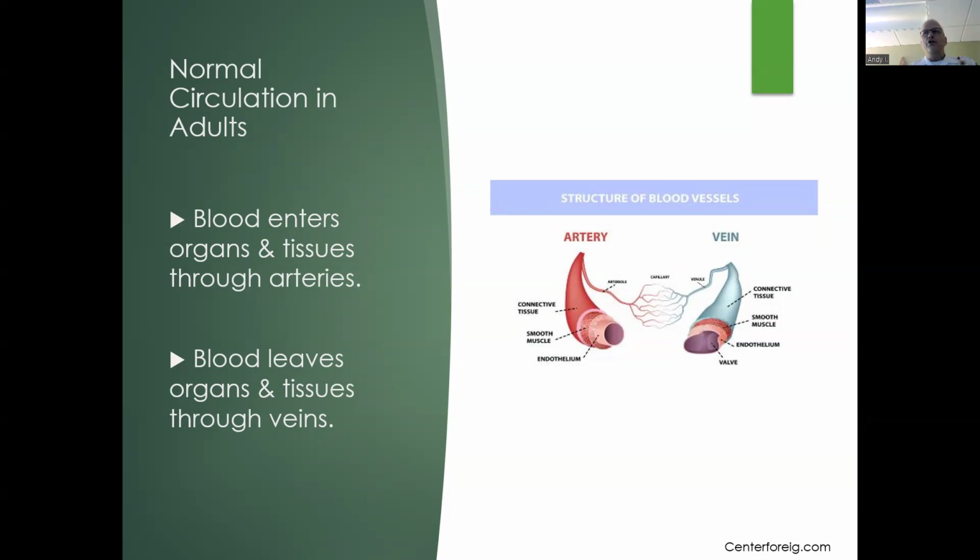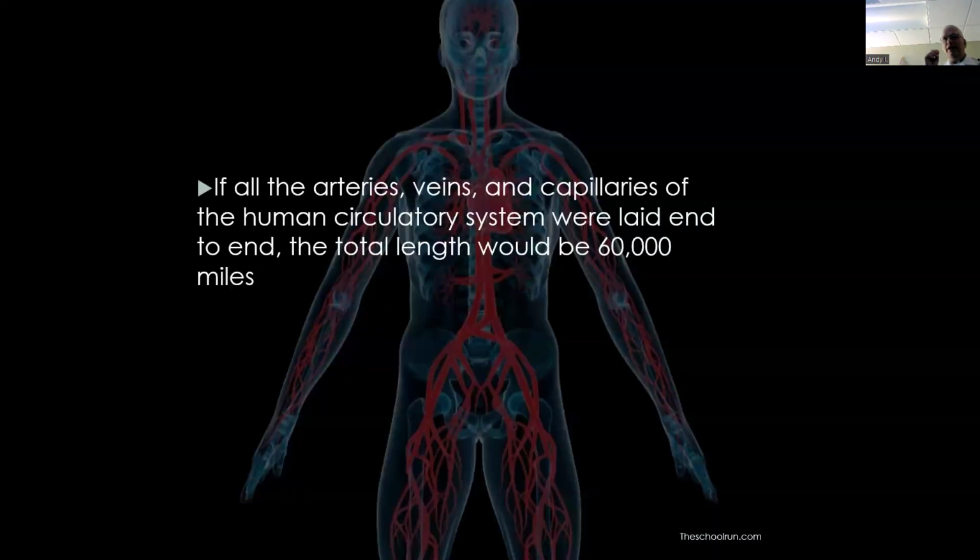So little note, which is amazing. If you really think, if you were to take all of the blood vessels out of the body, all the veins and arteries and the capillaries, and you laid them side by side in length, it would go 60,000 miles. 60,000 miles. Amazing. In our small body, we have that much vasculature.